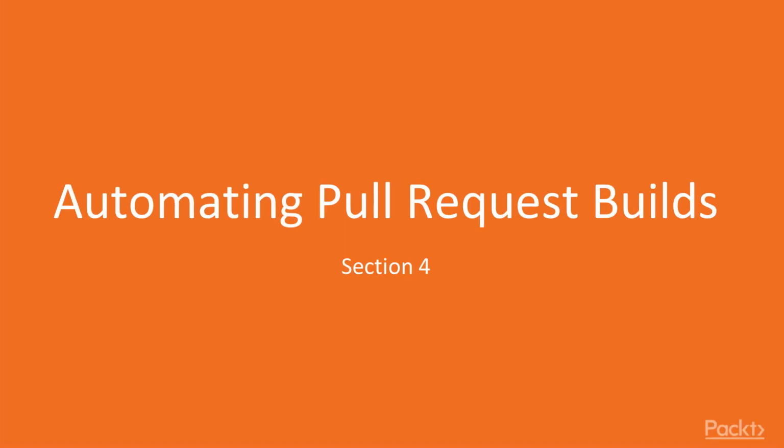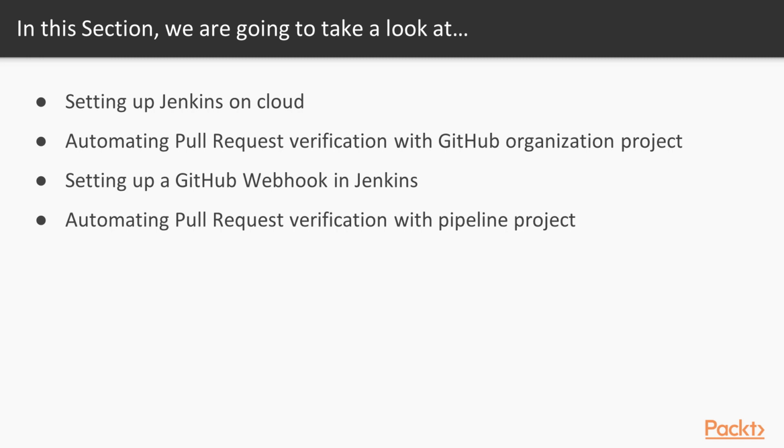In the previous section, we learned about Git workflows and branches. This is the last section of this course, automating pull request builds. In this section, we are going to take a look at how to set up Jenkins on cloud. Then, we are going to automate pull request verification with GitHub organization project. After that, we are going to set up a GitHub webhook in Jenkins. And finally, we are going to automate pull request verification with pipeline project.